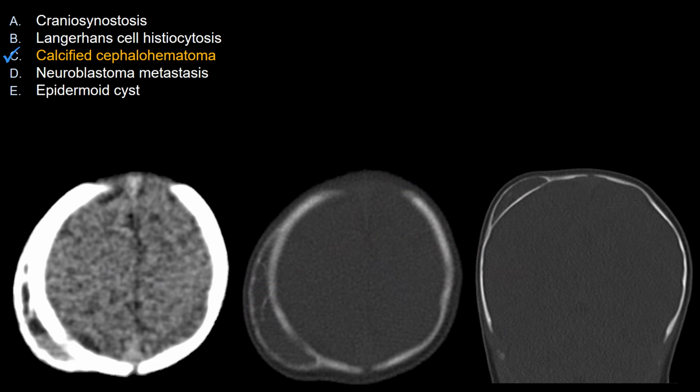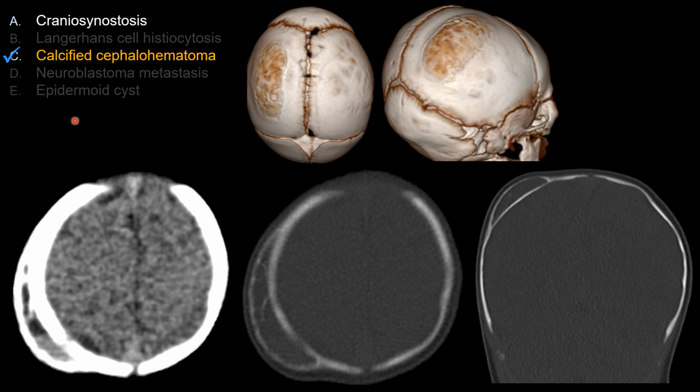What about other choices that do not work as well in this case? For example, choice A, cranial synostosis. As you remember, cranial synostosis is due to premature fusion of the suture. Here you can clearly see all the major sutures, such as the sagittal suture, coronal suture, and the lambdoid suture, do not close. So this is not cranial synostosis.